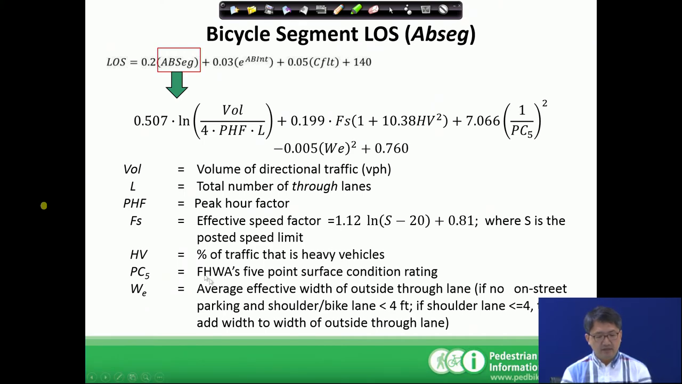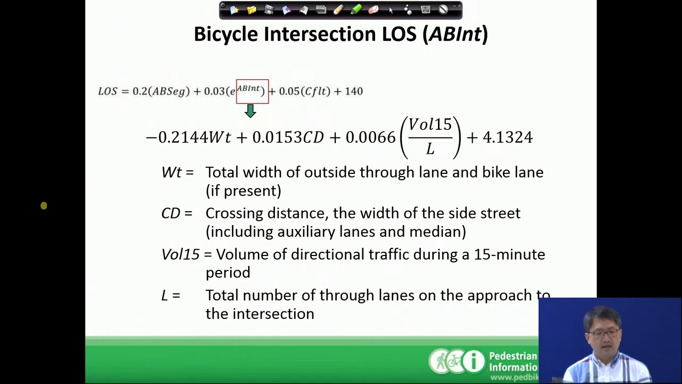And also the heavy vehicles. So this equation basically tells that all the factors of the vehicular movements are affecting the bicyclist. And again, this is a regression model type that is based on empirical data they collected and tried to establish the relationship so that we don't have to go out and collect everything, just using these volume data and so forth to measure the score value. And again, the intersection is a similar way, looking at the width of the lane and crossing distance and 15-minute volume and number of through lanes, more through lanes, hopefully less impact on the bicyclist.